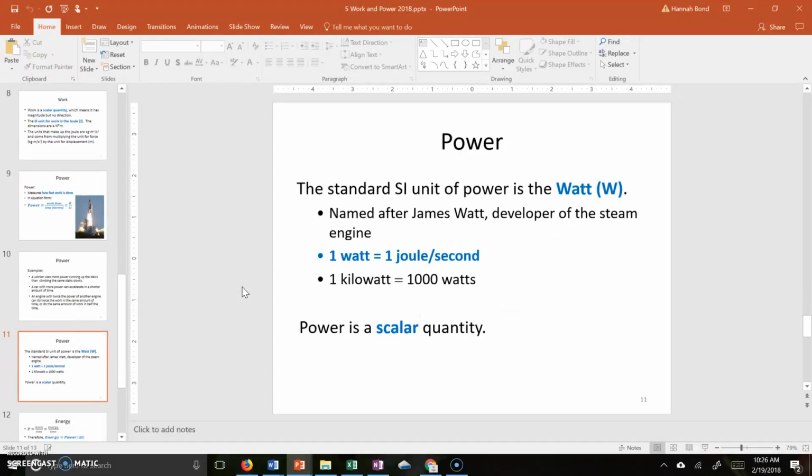The standard unit of power is the watt, and a watt is 1 joule per second. Remember, joule is the unit of work, second is the unit of time. So work per time, joule per second. Another common unit for power is the kilowatt.